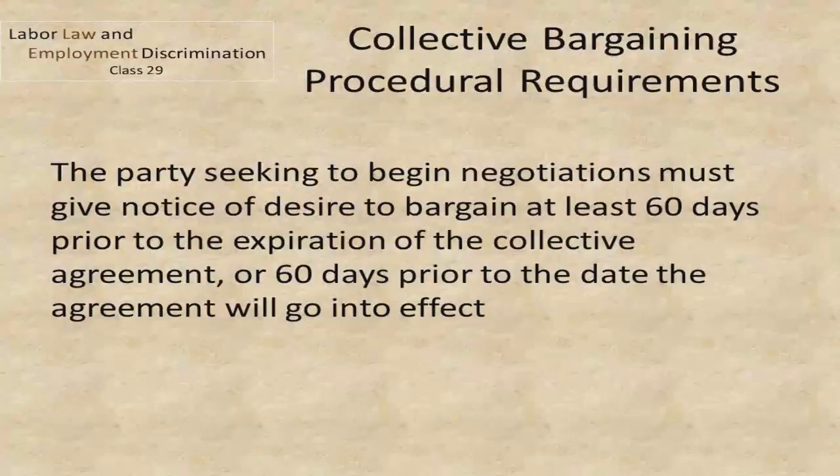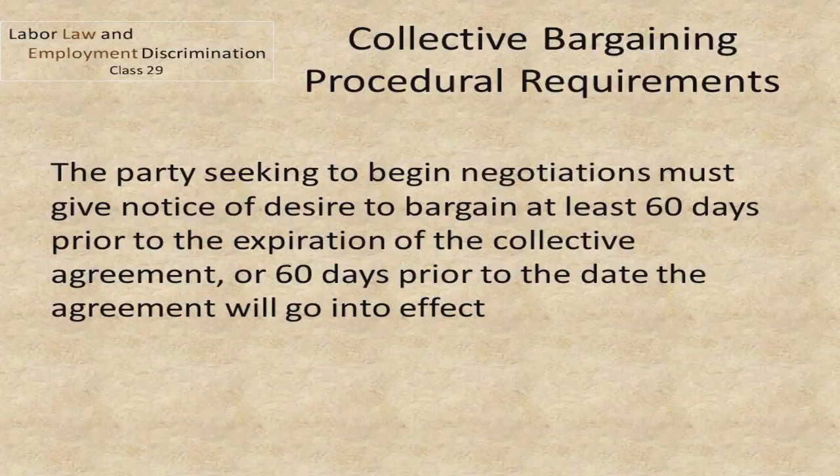So if you're the union and you want to negotiate with the employer, you have to give the employer notice that you wish to collectively bargain at least 60 days before the end of a current collective bargaining agreement, if you have one, or 60 days up to the date the agreement will go into effect. Let me back up on that and give you a little more explanation.